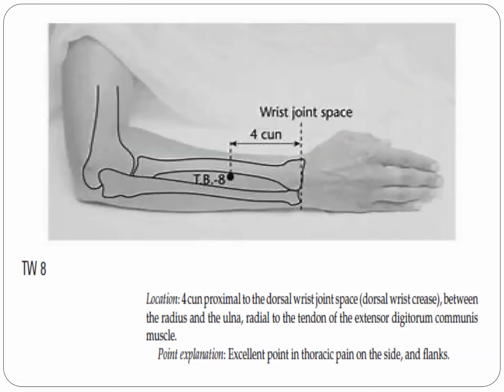Triple warmer 8. It is 4 tsun proximal to the dorsal wrist joint space between the radius and the ulna, radial to the tendon of the extensor digitorum communis muscle. It's an excellent point for thoracic pain on the side and flanks.